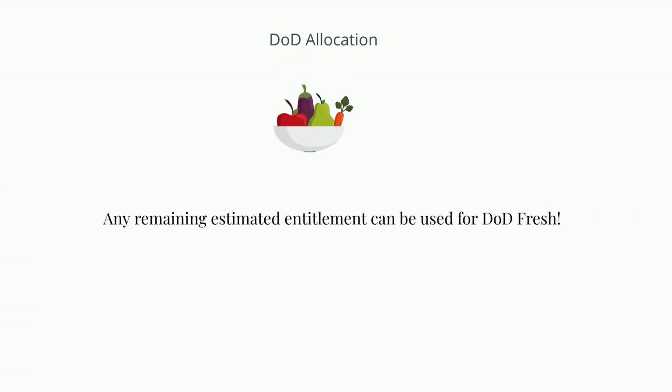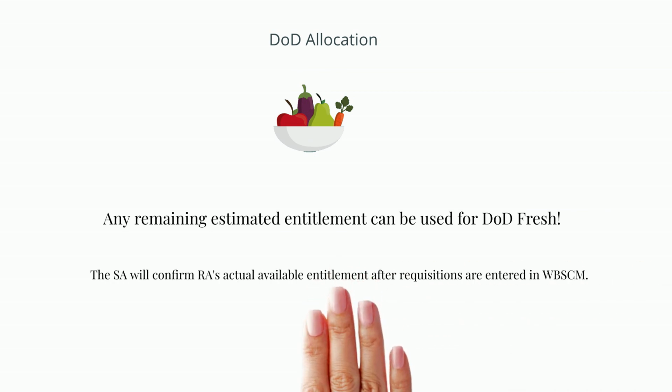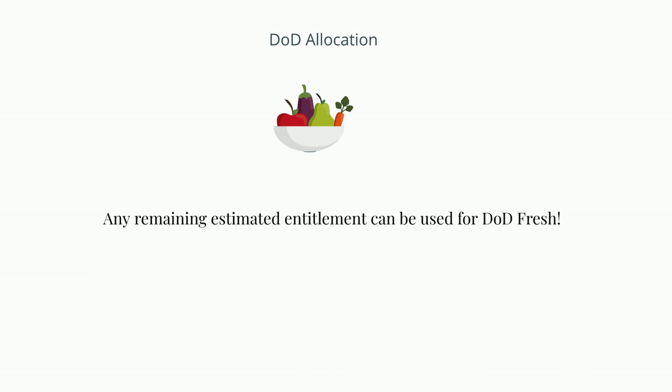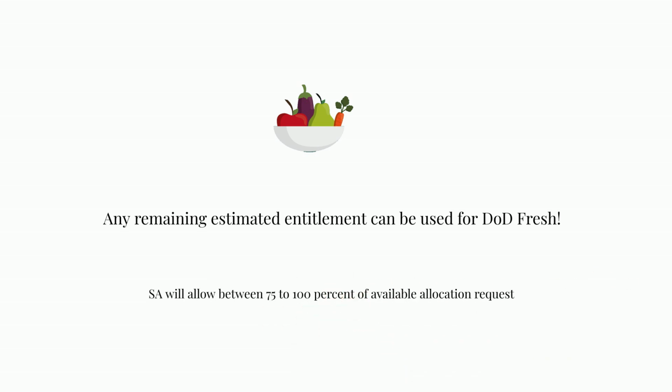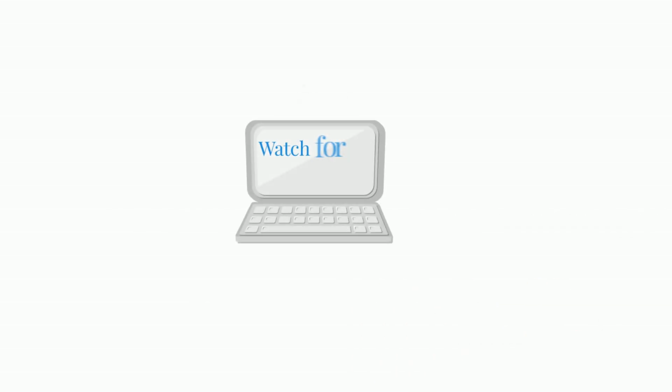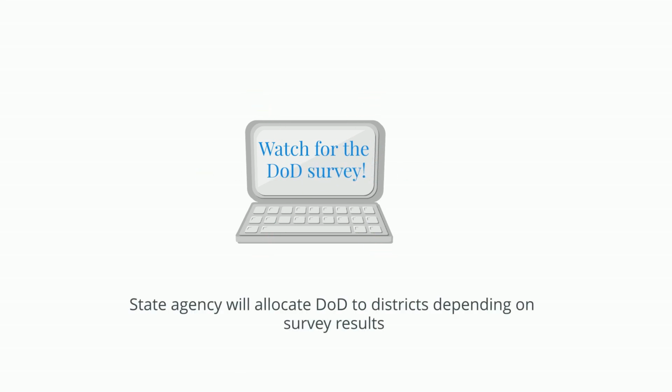Again, any remaining estimated entitlement can be used for DoD Fresh. First, the state agency will confirm the RA's actual available entitlement after requisitions are entered in WBSCM. Second, the state agency will evaluate the individual allocation requests. And third, the state agency will allow between 75 to 100% of available allocation requests. Please watch for the DoD survey. It is imperative that you fill it out so the state agency can consider allocations to your district.